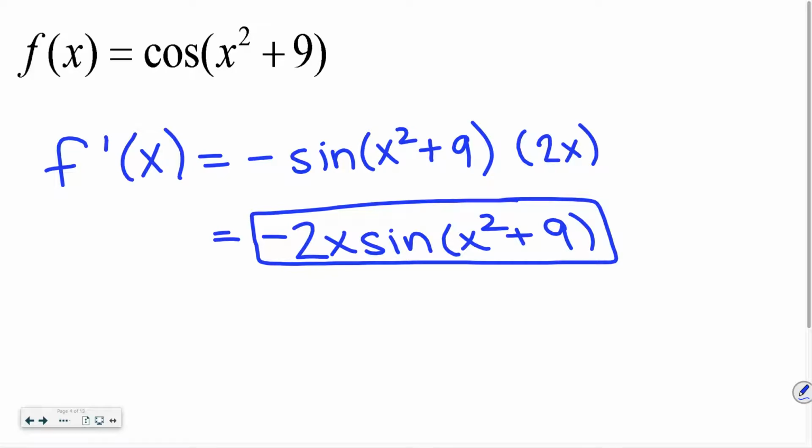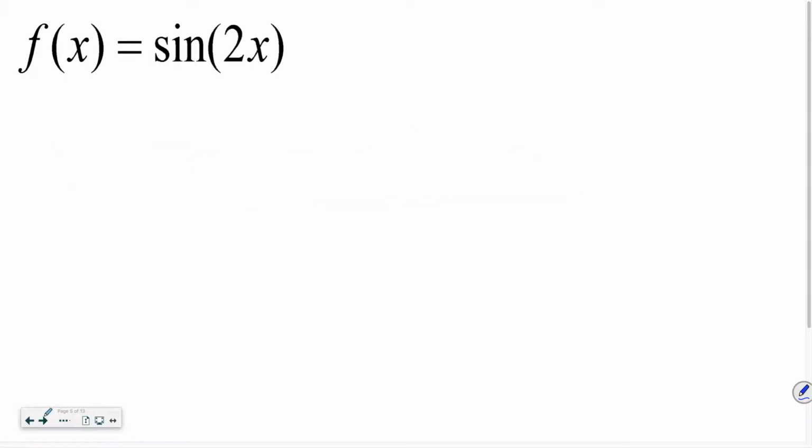What do you think? Okay, so just do lots of examples. Write this down, and as a pod, talk about what you think the derivative is.